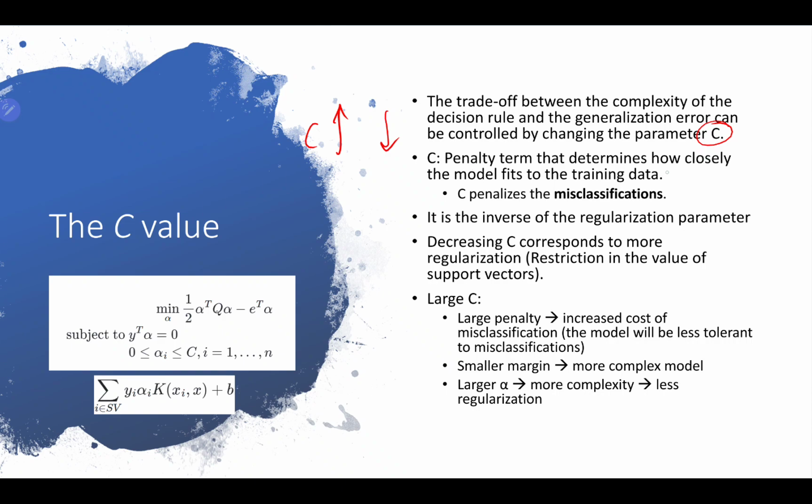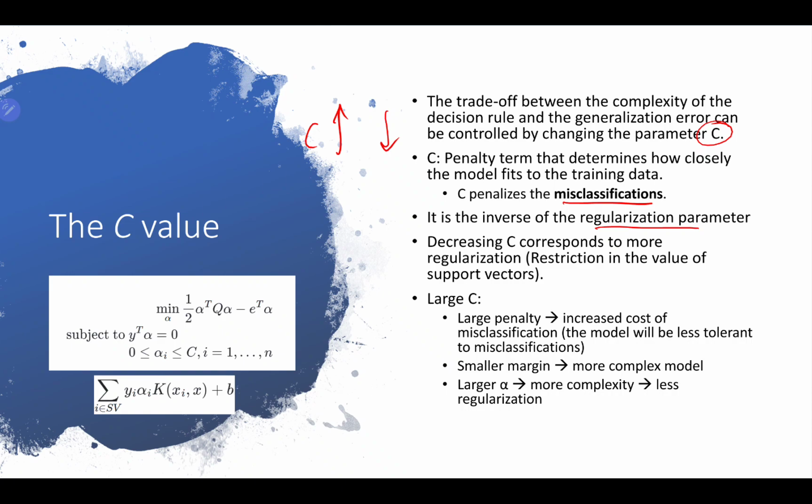So C is a penalty term that determines how closely the model fits the training data, right? It penalizes the misclassifications. And this is also the inverse of the regularization parameter. The regularization parameter relates to, for example, logistic regression or linear regression models, where it penalizes the coefficient values. Regularization prevents large coefficients from happening, because large coefficients would mean overfitting. So there, the penalty was being applied on the coefficient values.